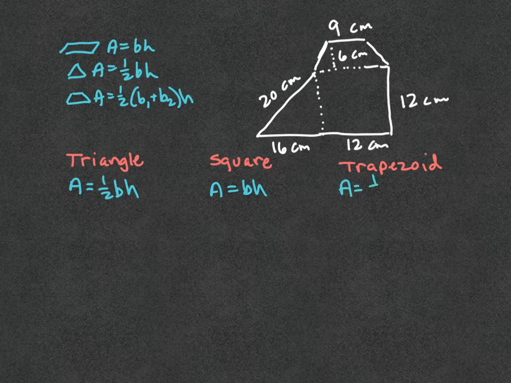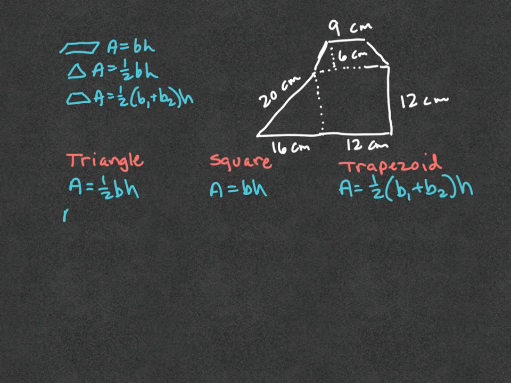Trapezoid, area equals 1/2 times base 1 plus base 2 times the height, as we learned in one of the previous lessons. There's my formulas. I always like to write them first. Helps my brain get organized. Now I will dig in to find the important dimensions and plug those in.